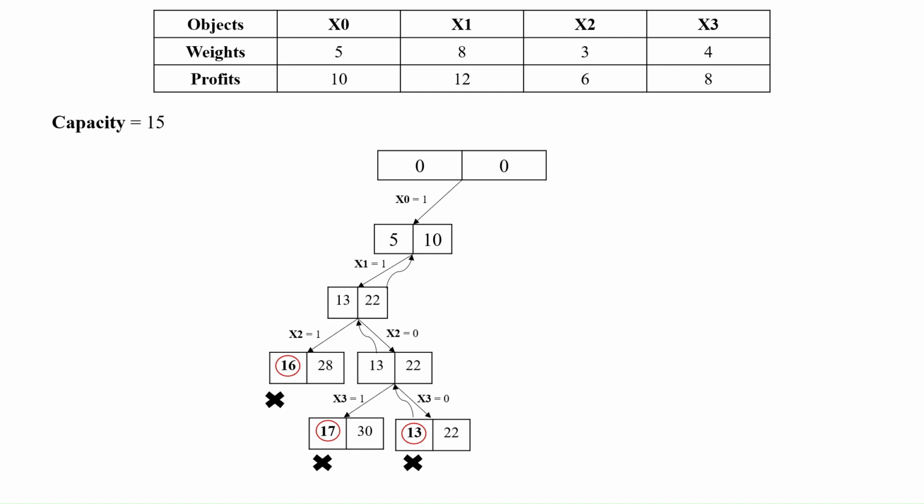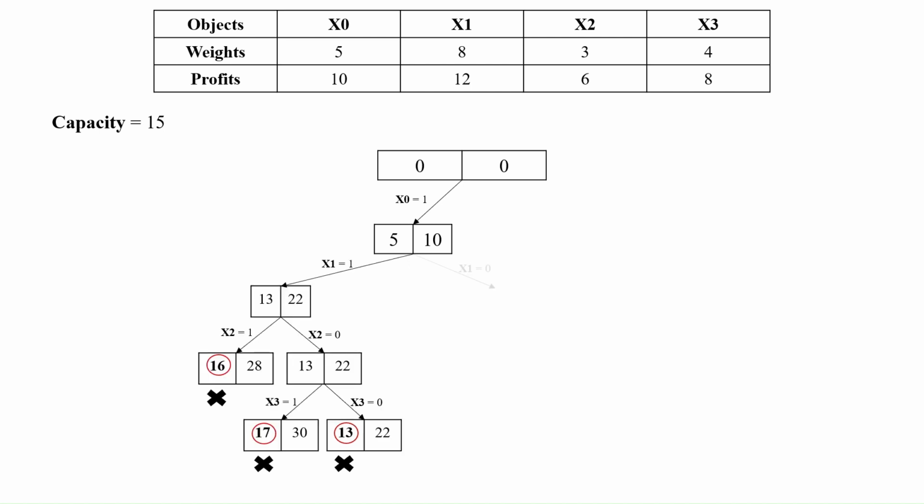That means considering the x1 object. While considering the x1 object, we didn't get any positive results. That means now we have to move further by not considering that x1 object. So while not considering the x1 object, as we discussed before, the data in this particular node will be the same as the data in the parent node. That means 5 and 10 will be the same respectively.